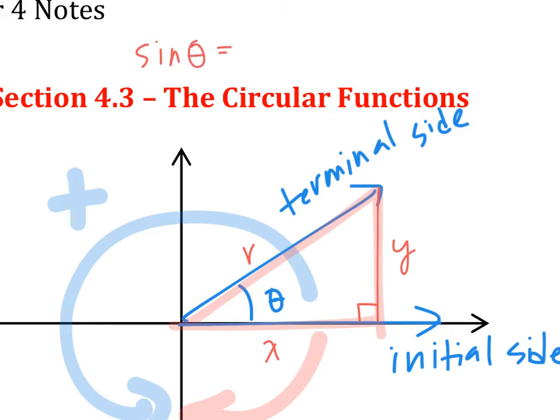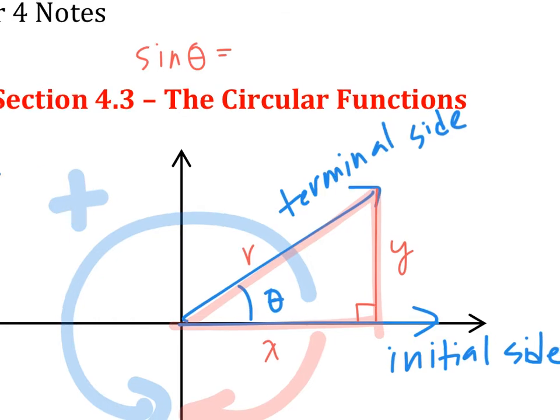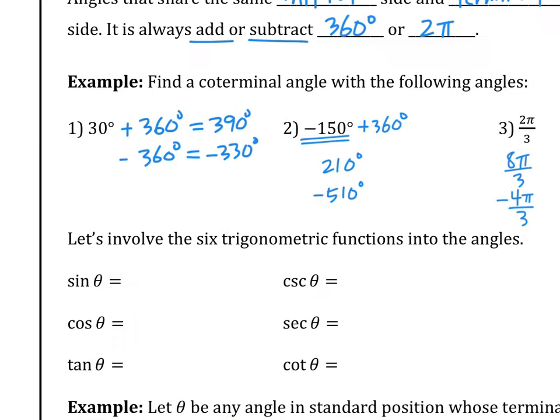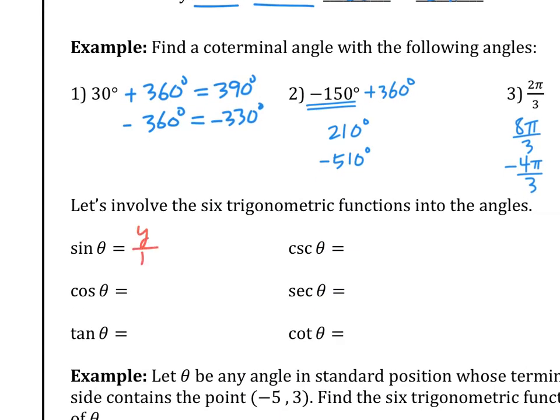Okay, so sine theta is what side over what side in terms of x, y, and r? Y over r. Opposite over hypotenuse. Are you guys with me? SOHCAHTOA. So remember SOHCAHTOA? SOH, which is sine, is opposite over hypotenuse. So y over r. What about cosine?